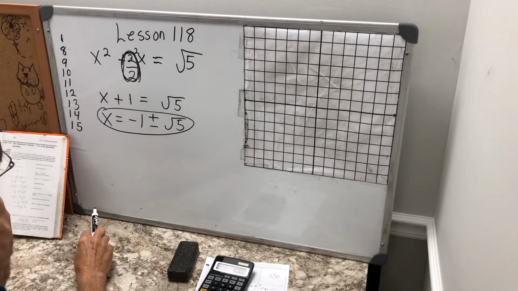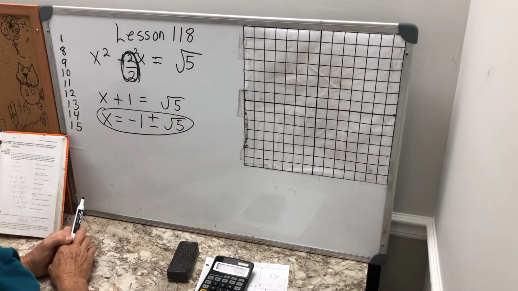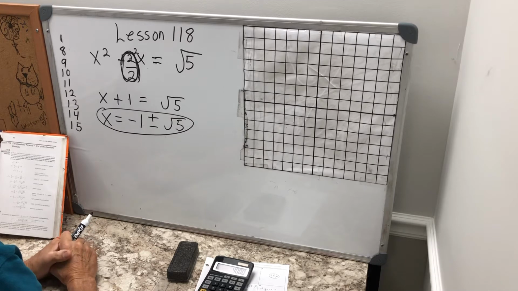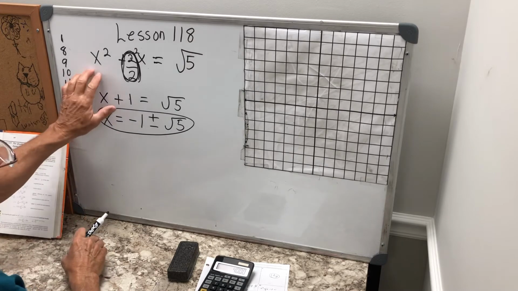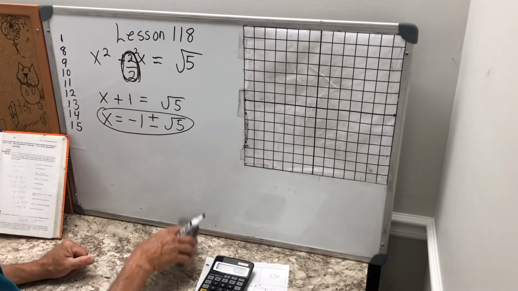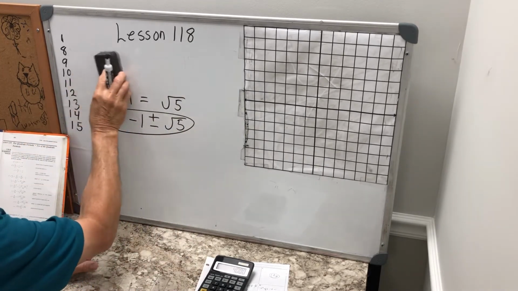We have 3 more to do, so we'll do the same steps 3 more times, and hopefully by the time we get through with all of those, you'll have those in your head. X equals negative 1 plus or minus square root of 5. Now for that to work, it must fit back into our original problem. So we're going to do that. Here we go.